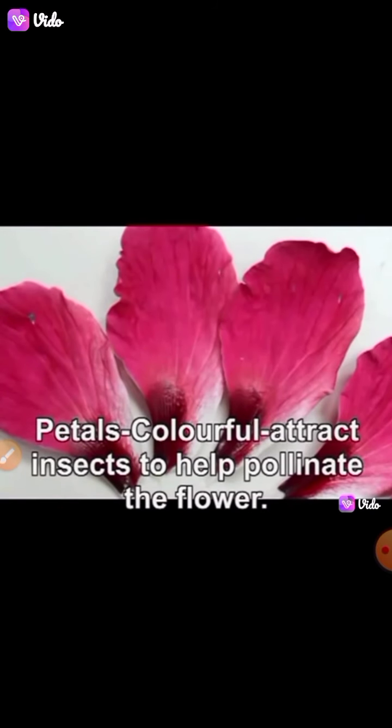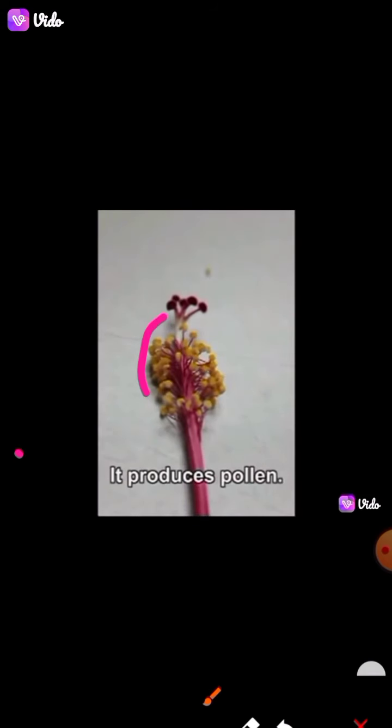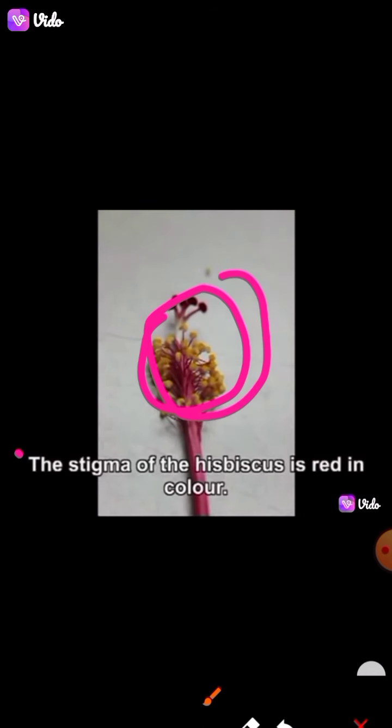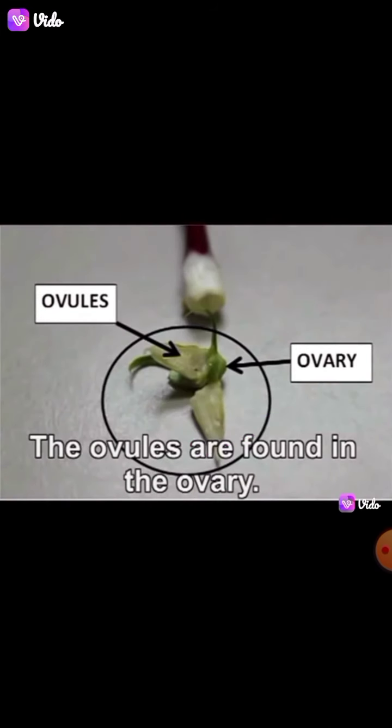Let's review all the other parts which we have dissected. Like this is the petal, you can see the yellow anthers, it produces pollen. The stigma, you can see here the pink color, it is the stigma. And now you can see the ovule and the ovary. This is the ovary and this is the ovule. So in this way the hibiscus flower is dissected and we get the ovule inside the ovary. As you know, the ovules are found in the ovary.